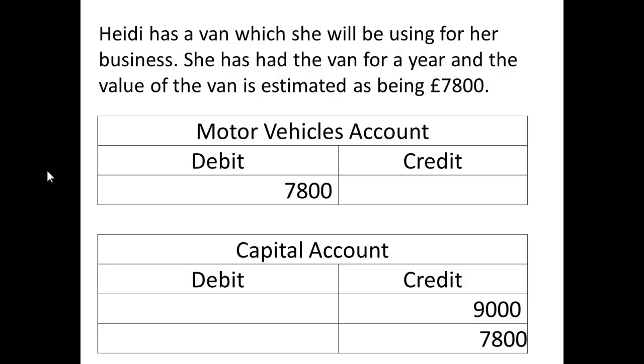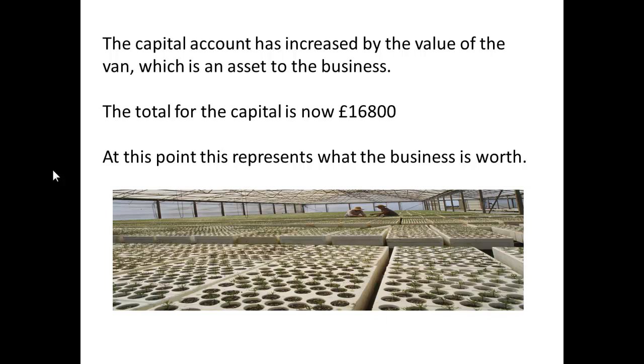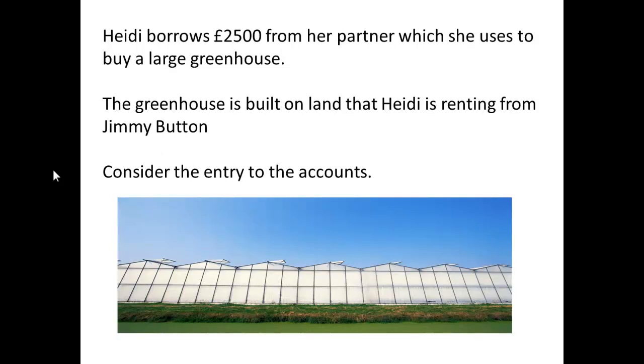She also has a van. She decides she's going to use this for her business, and she estimates the value of the van is worth £7,800. So to make this an entry, if the van now becomes an asset of the business, the motor vehicles account is debited with £7,800 and the capital account is credited with £7,800. So the total for the capital now is £16,800. So that represents what the business is worth at this point in time.